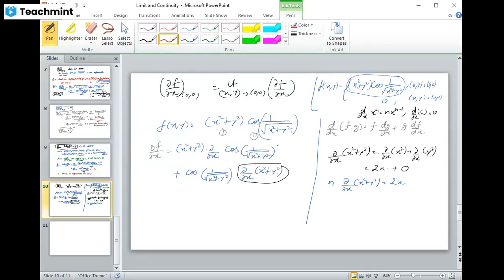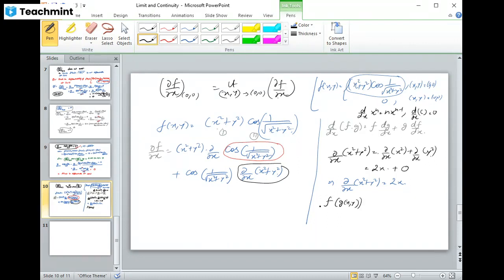Now what will happen in this case? So basically, if you just look at here, it is a composition of the function. So in case of composition of the function, we need to apply chain rule. So it is like f of g of xy.